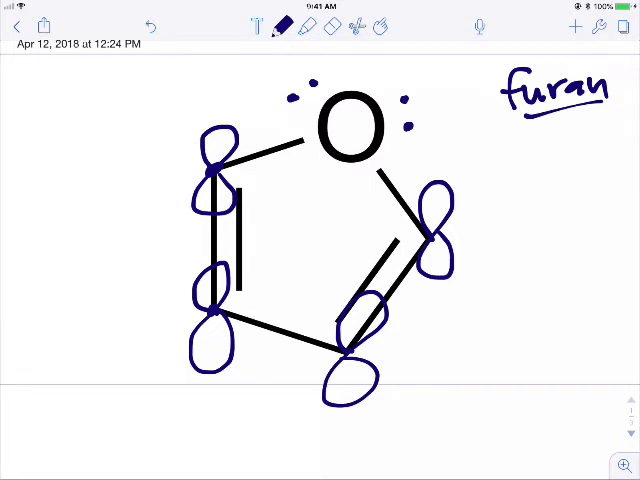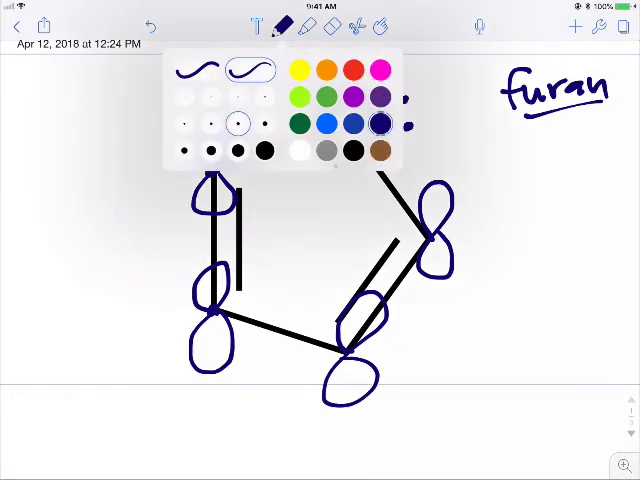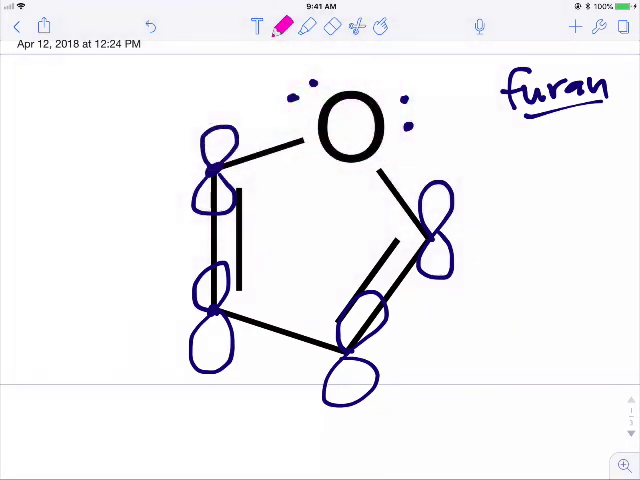However, here's an exception to the rule. The oxygen in furan is actually sp2 hybridized. It's not sp3 hybridized, as you may have thought. Here's why. Oxygen, if it turns sp2 hybridized, would have its orbitals arranged like this. We'd have sp2 making that sigma bond, sp2 making that sigma bond.